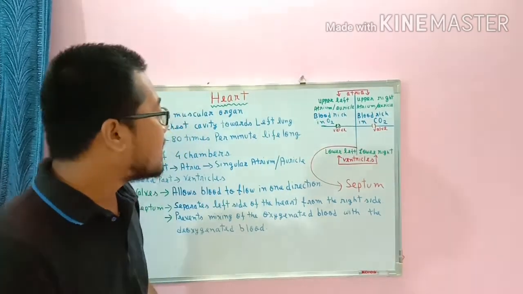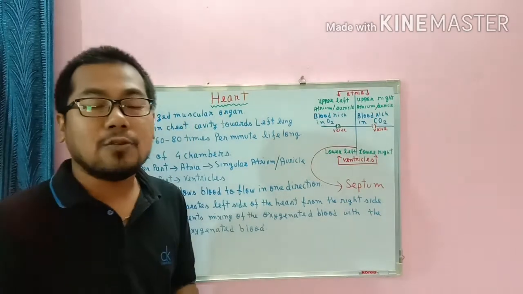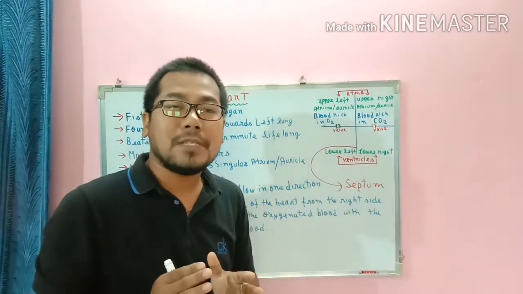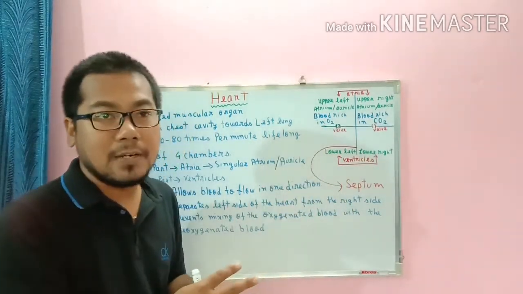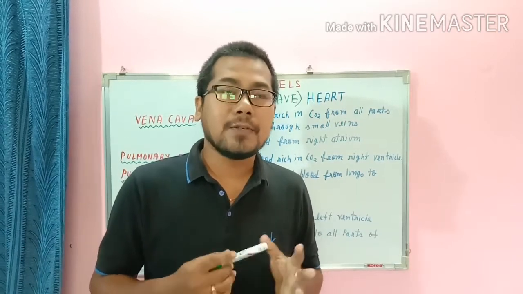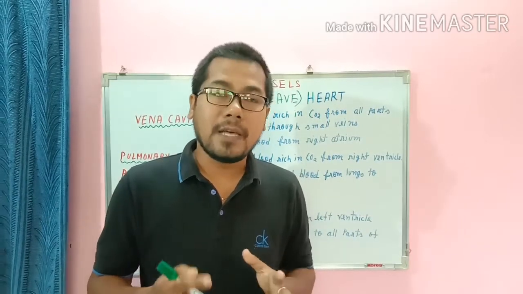Next we'll discuss this particular line. This line is known as the septum. What is the work of the septum? The work of the septum is to separate the left side of the heart from the right side of the heart. Now students, we'll be discussing the blood vessels that enter our heart and leave our heart, and we'll also discuss their functions.